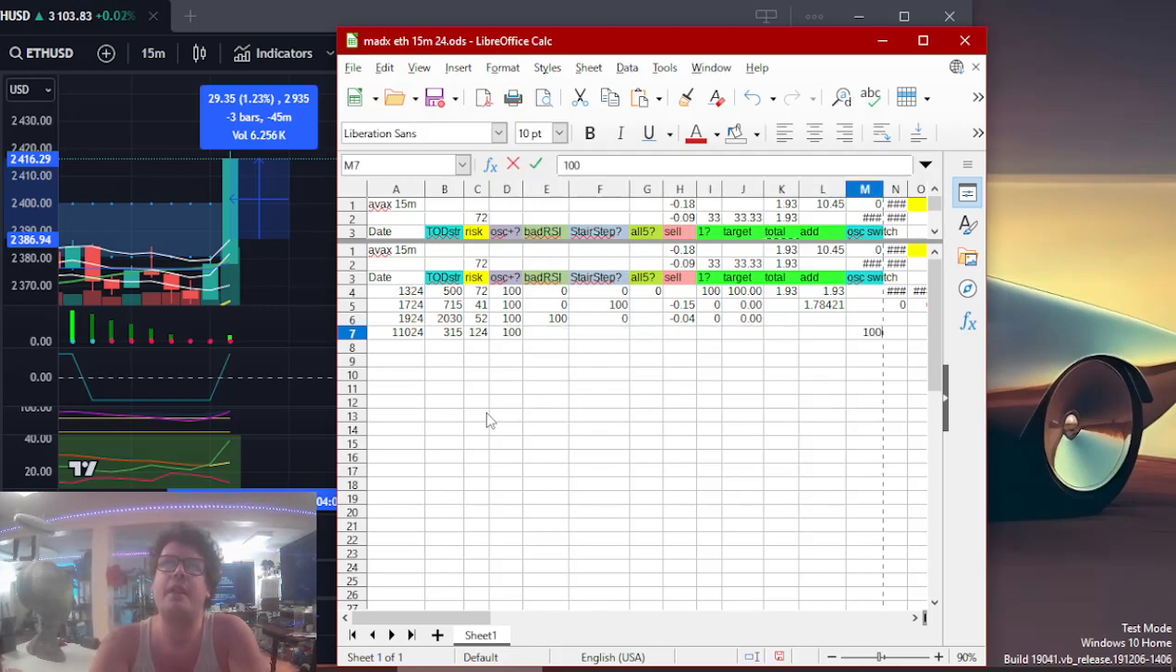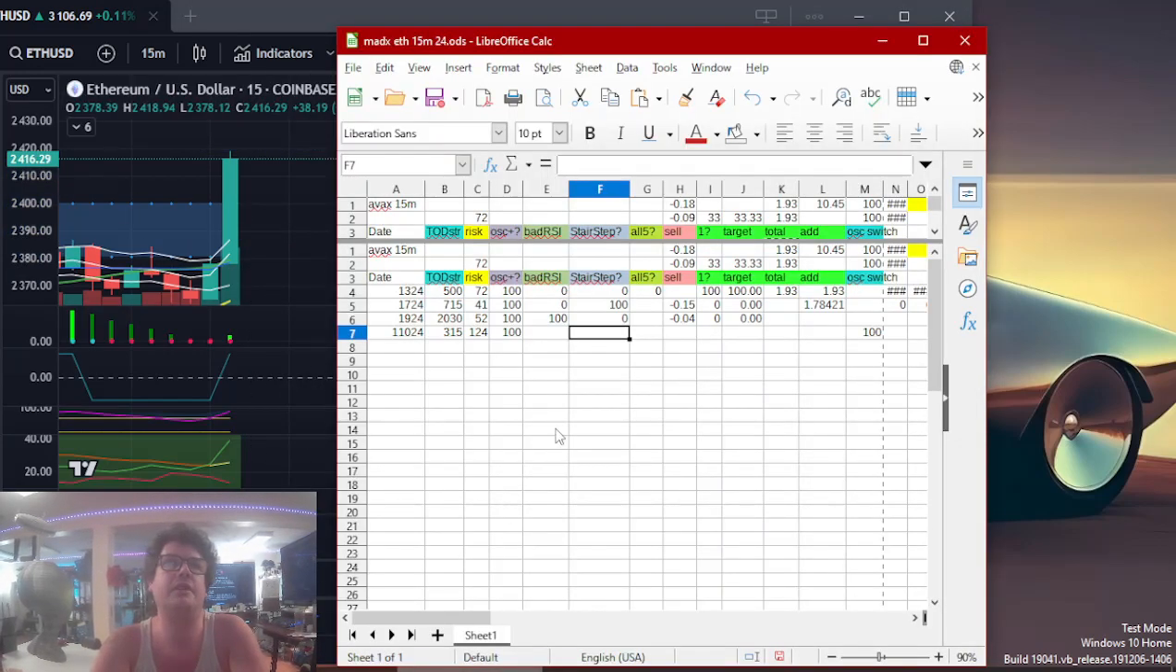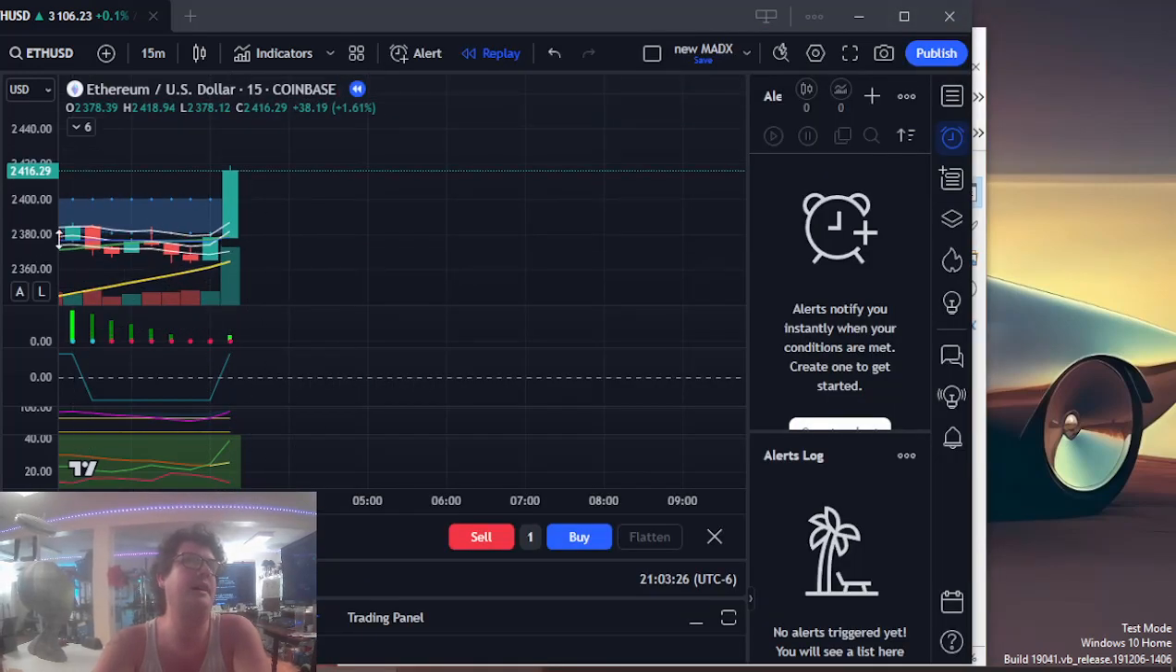Oscillator switch means that that's the first time it switched. We don't have stair-stepping volume. We have the other. The RSI is in a good place. So let's see what happens here.